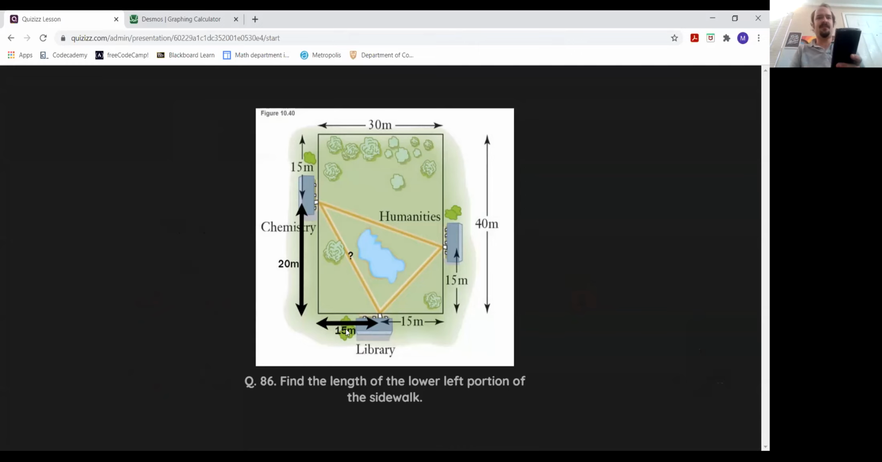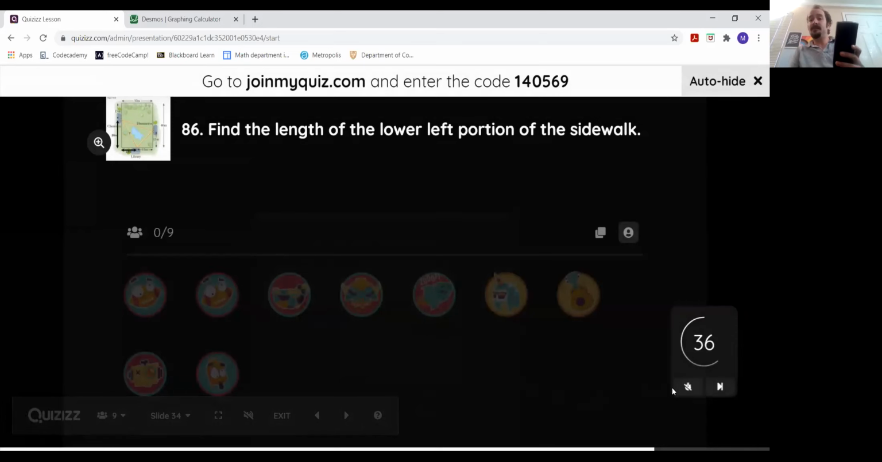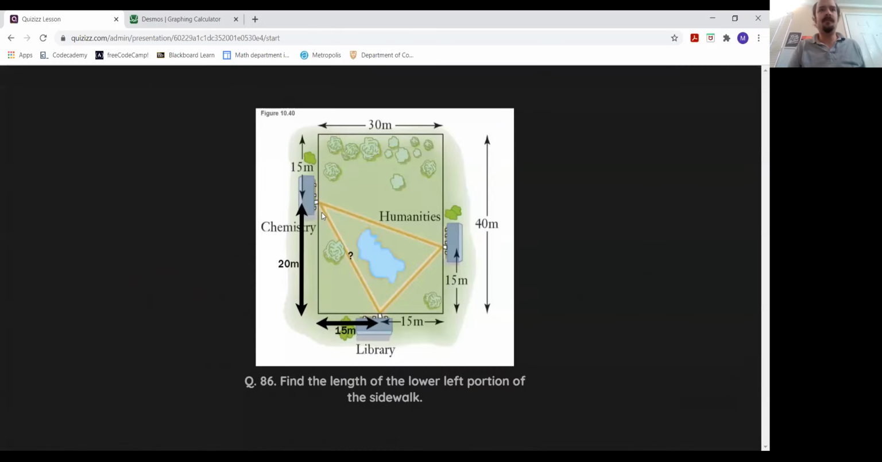This is 15, this is 20. What is this missing side of the sidewalk? Is it 20 or 25? Because in the slide it's 25, but now it says 20. Did I mess it up? It should be 25, okay, right? Because it's 40 minus 15.